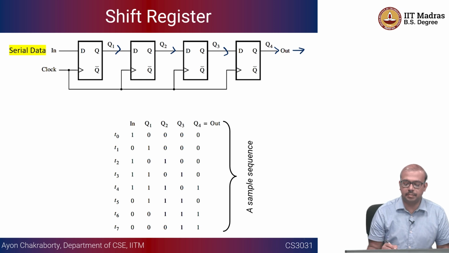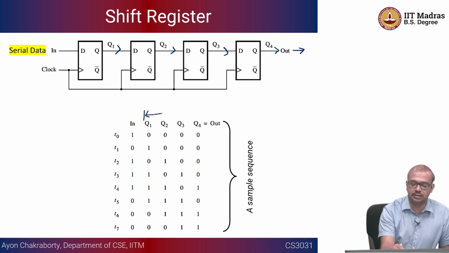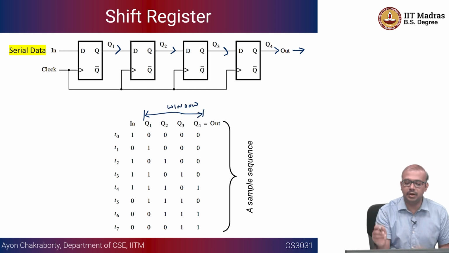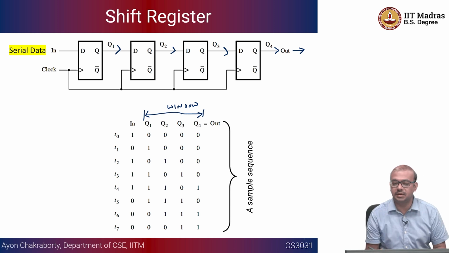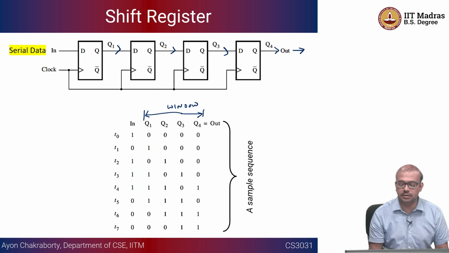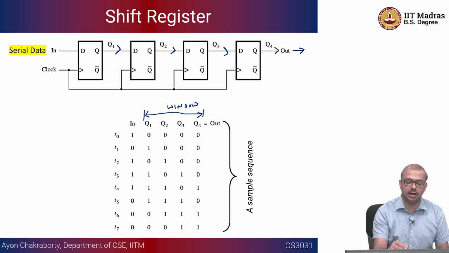As an example, I can show you that this is going to be your window, a temporary window where you are actually seeing the bits that are coming in. Initially the window is 0, 0, 0, 0. Next, at t equal to 1, the input at t equal to 0 was 1. With the next clock pulse, this 1 is pushed here, so now the window becomes 1, 0, 0, 0. Next time 0 is pushed here, but this 1 is pushed here.